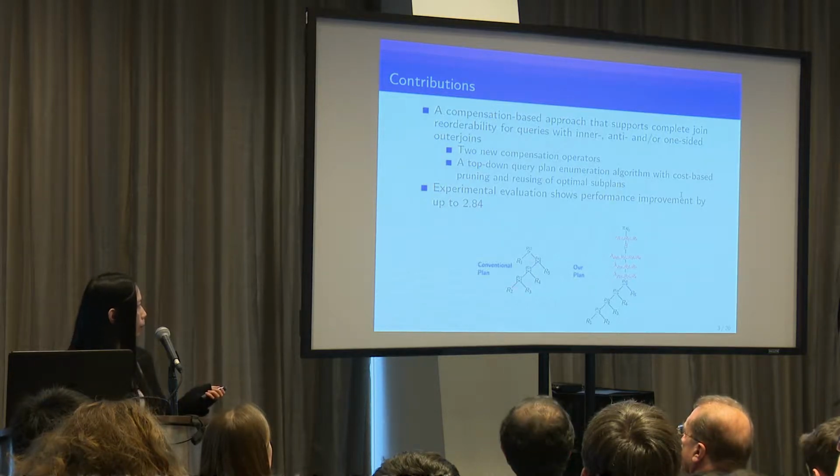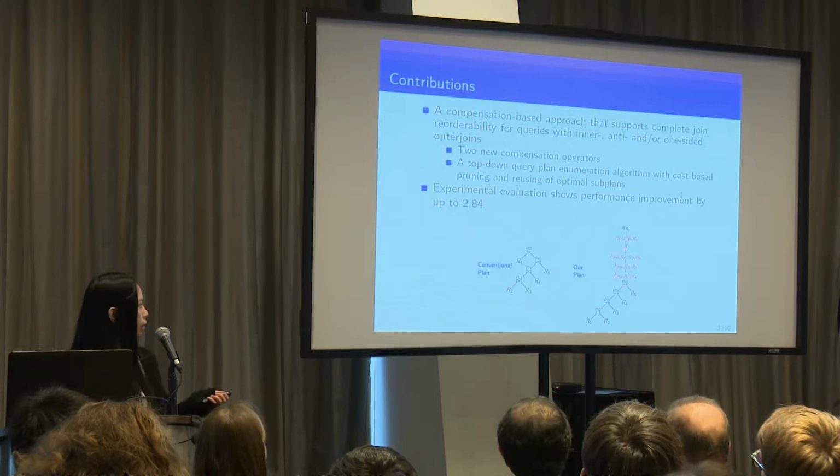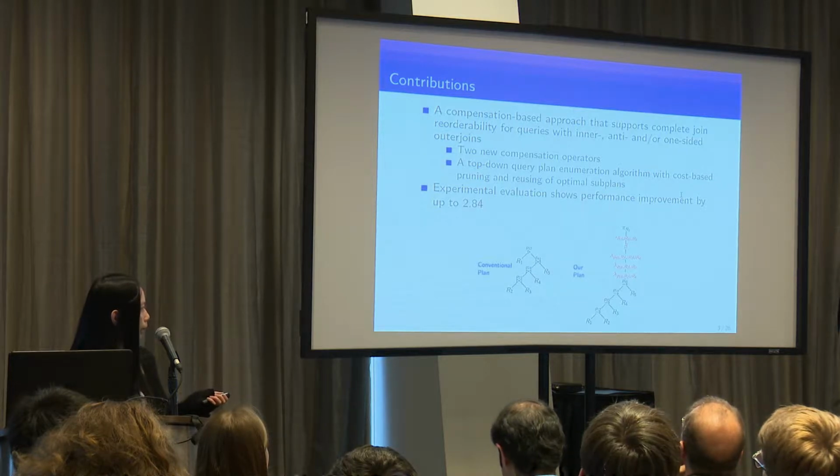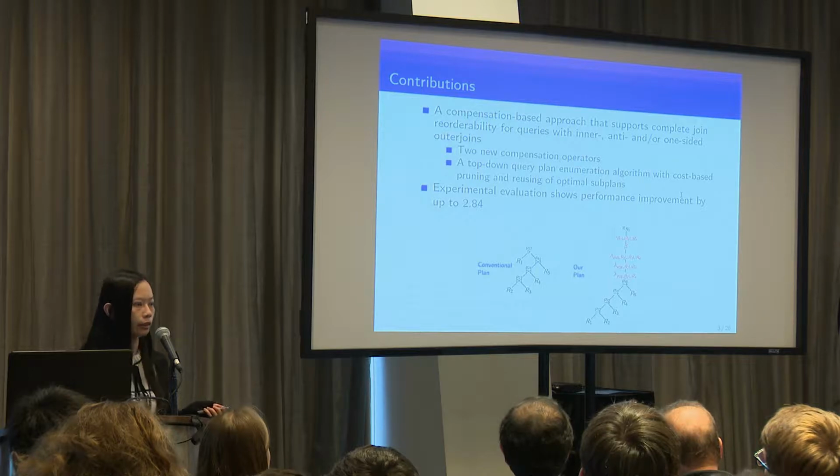This is a conventional plan. This is a plan generated by our approach with compensations above the joins. If we don't use compensations, it is impossible to reorder to join R1 and R2 first in this case.